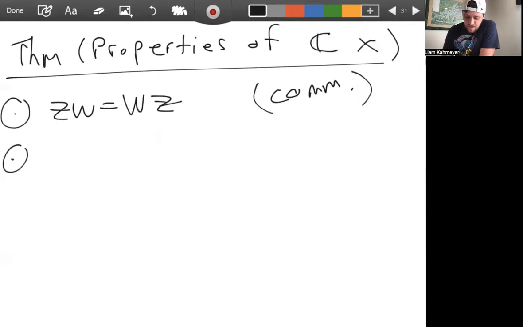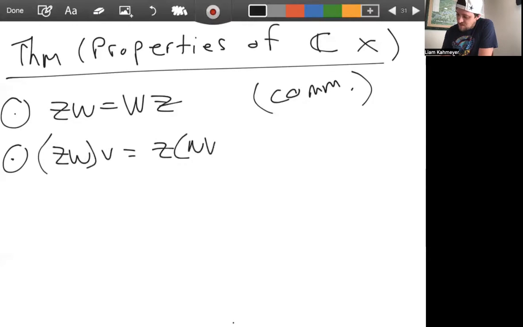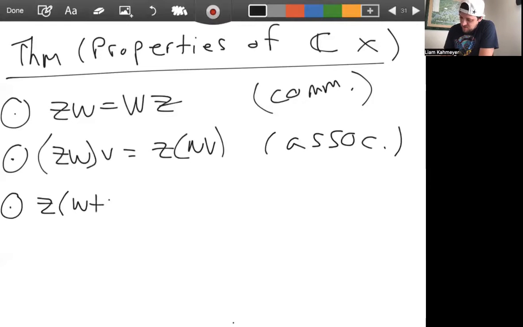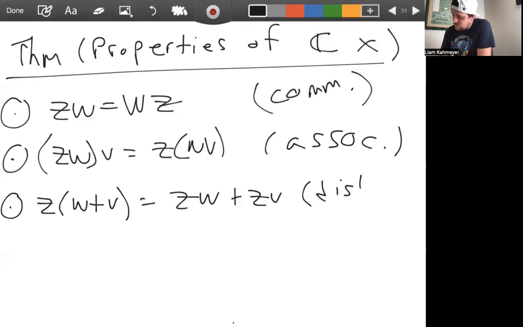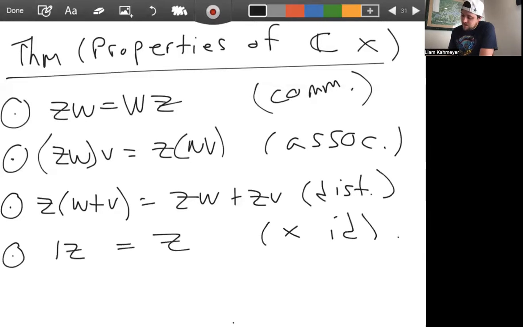We have the associativity of complex multiplication. So if we took the product ZW times V, that's the same as Z times the product WV. This is associativity. We have the distributive property: Z times (W plus V) is the same as ZW plus ZV. We have the multiplicative identity given by 1. Like the real number 1 is still the multiplicative identity here. 1Z equals Z.